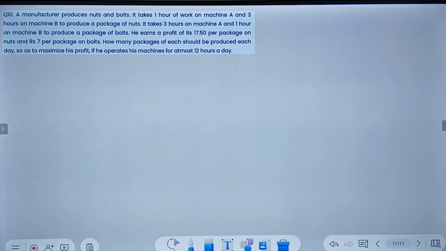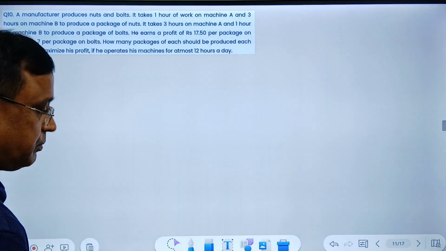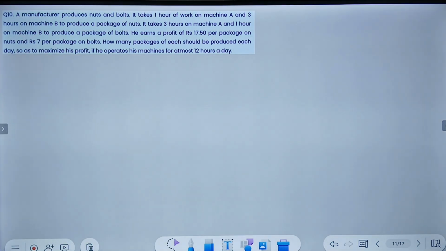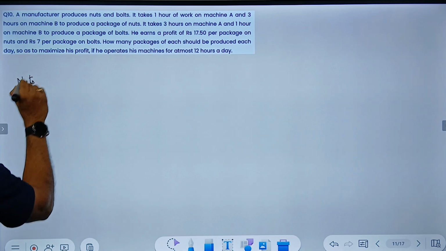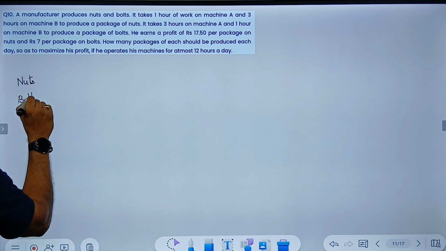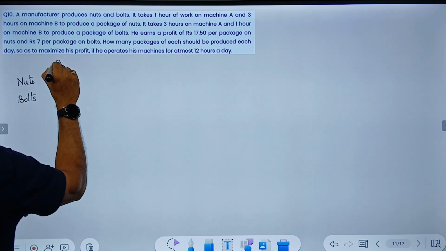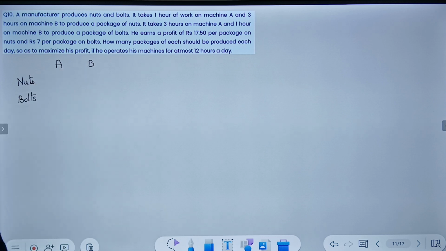A manufacturer produces nuts and bolts. Since he produces nuts and bolts, it takes 1 hour of work on machine A and 3 hours of work on machine B. So he produces nuts, and then he produces bolts, and there are 2 machines. What are they? A and B. A manufacturer produces nuts and bolts. It takes 1 hour on machine A, and 3 hours on machine B.